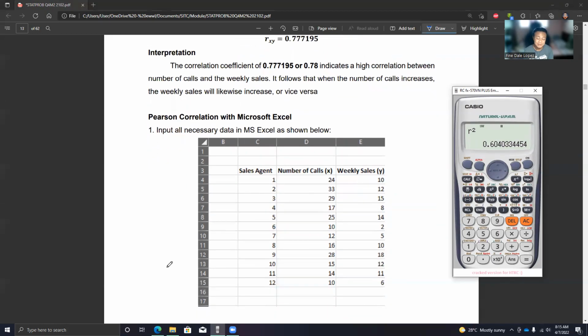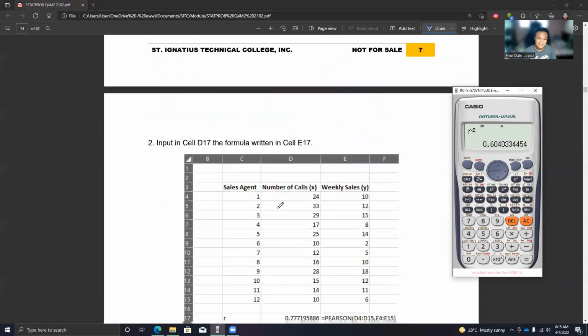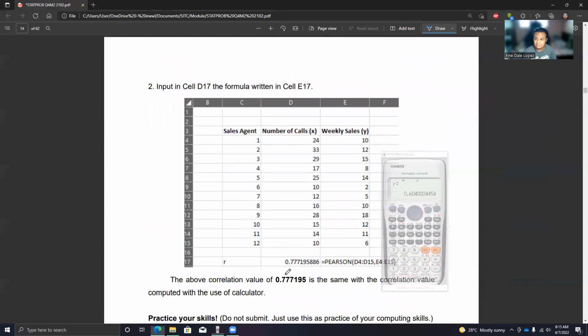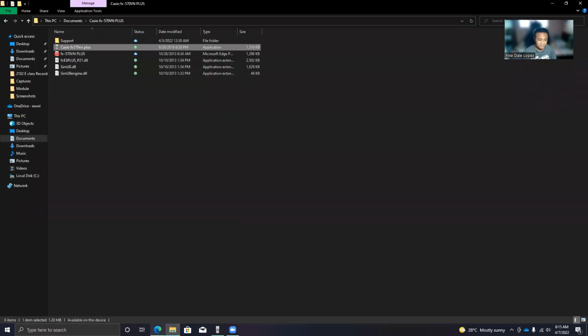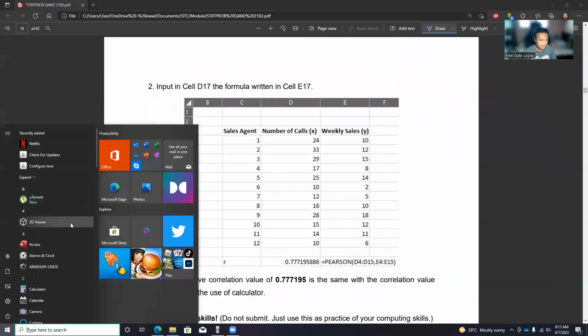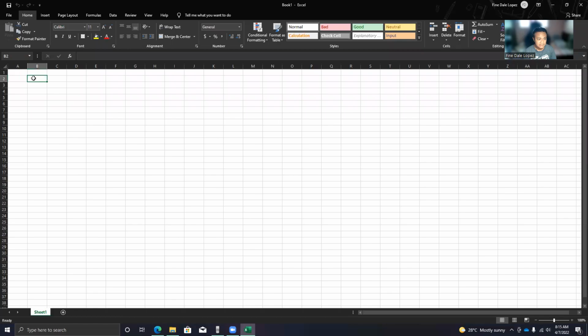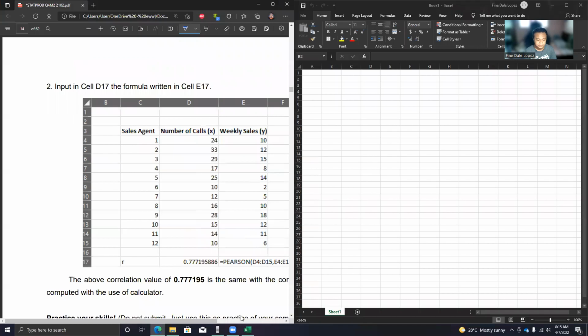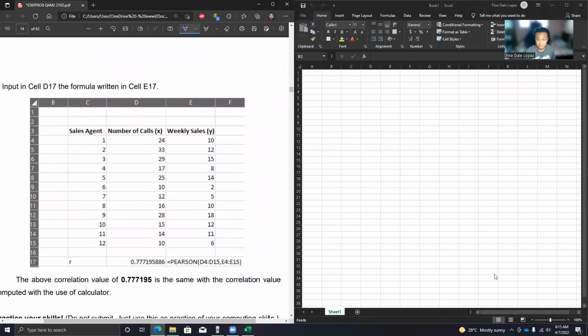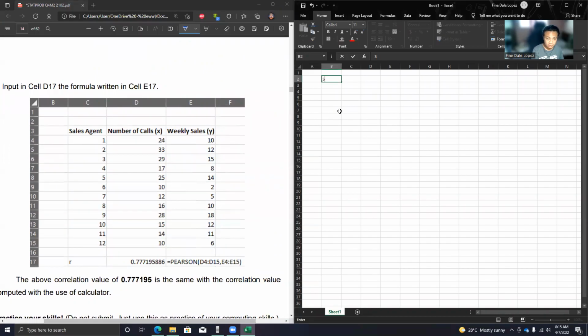Okay, so let's also show how we do this in Excel. Okay, so Excel, sayon ra kayo siya guys. Just type Pearson, no? Let's do that. Let's open Excel. Sales agent, dayon.